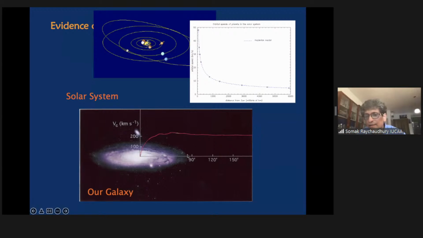If the galaxy really ended here, then outside it, as you know from Newton's laws, if you're outside a system, then you can treat a gravitating system as a point object. So this should fall off as 1 over r to the power half, and it does not. Okay. So I'll start from here in the next lecture.